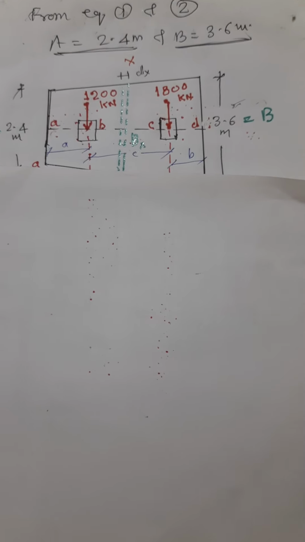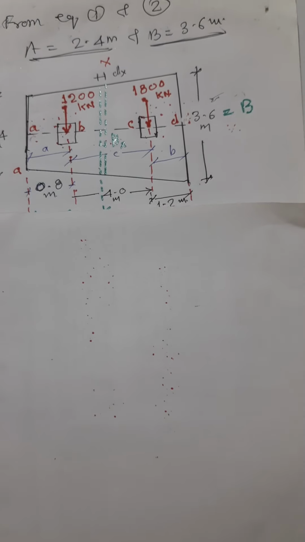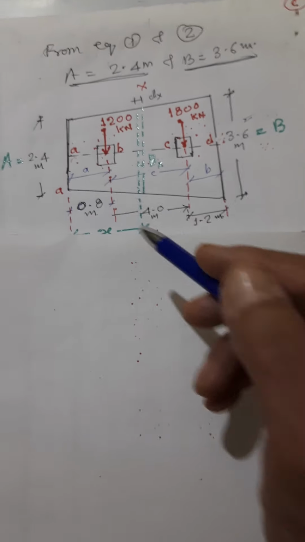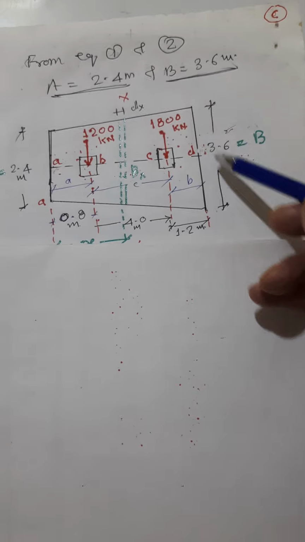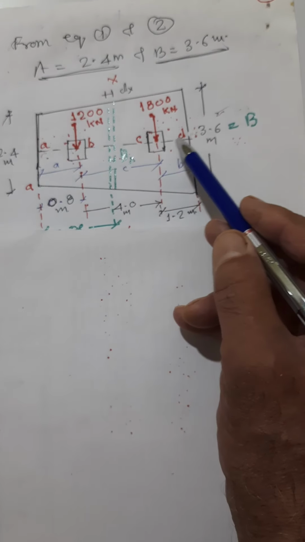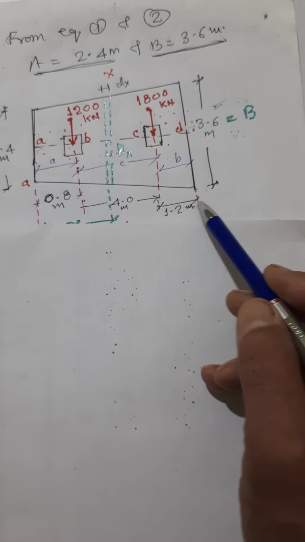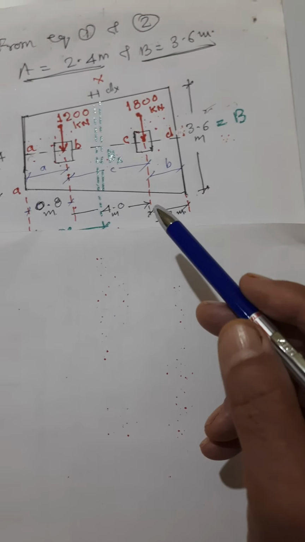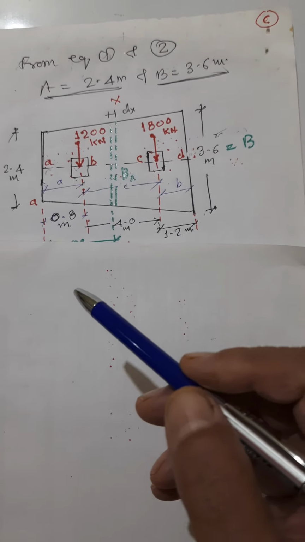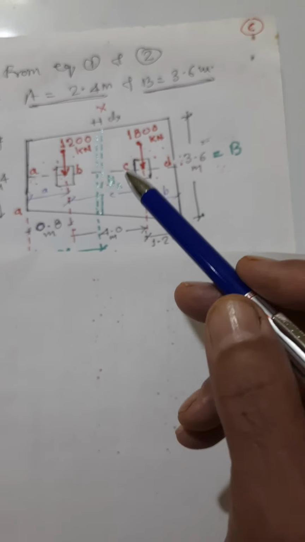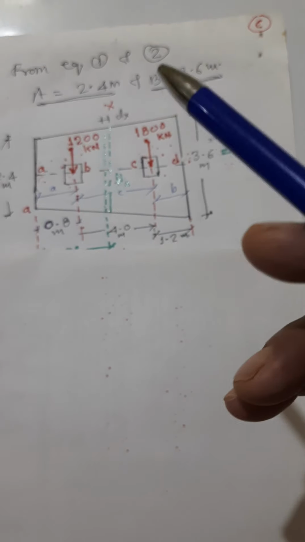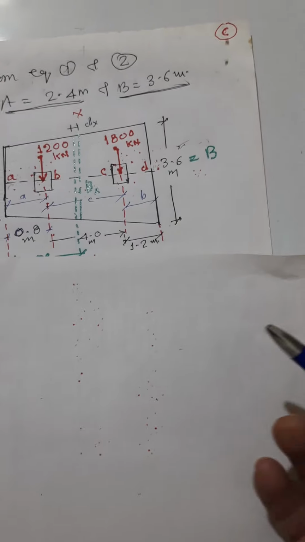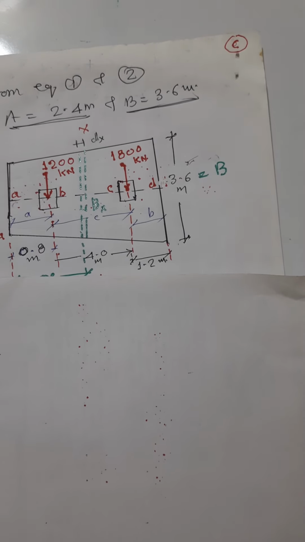That you can see right from here. This page itself shows it. And now you can see this is 2.4, this is 3.6, this is 0.8, this is 1.2, total distance is 6 meter. And now we can see that in these circumstances, the CG of the load is coinciding with the CG of the section, for even distribution of the upward pressure of the soil.